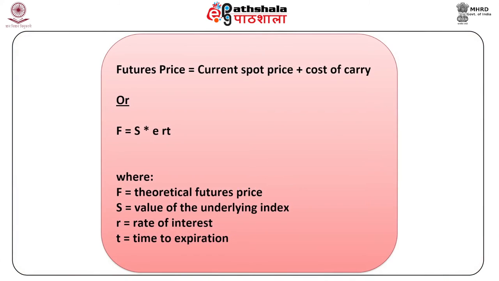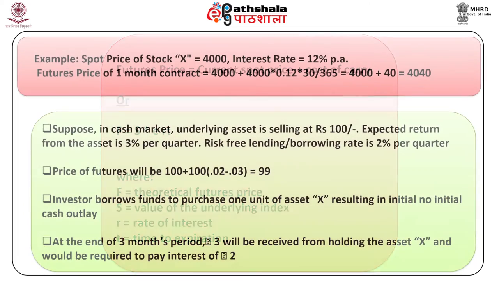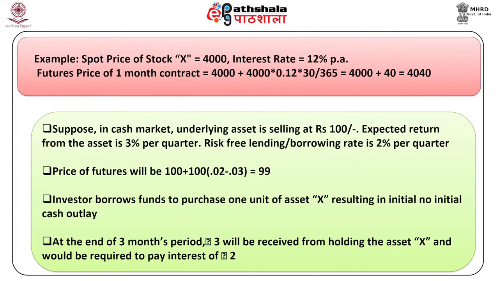For example, agricultural products. Future price is equal to current spot price plus cost of carry, or F is equal to S multiplied by e^(RT), where F is the theoretical future price, S is the value of the underlying index, R is the rate of interest and T is the time of expiration. Example: the spot price of stock X is equal to 4000, interest rate is 12% per annum. Future price of a 1 month contract is equal to 4000 plus 4000 multiplied by 0.12 multiplied by 30 divided by 365, which is equal to 4000 plus 40, which is equal to 4040.